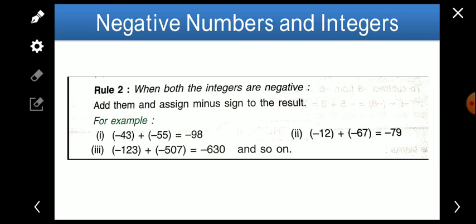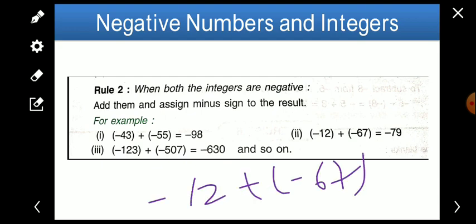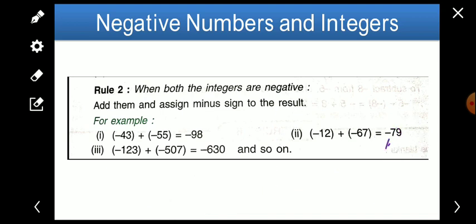Here are some examples: minus 43 and minus 55, two integers, we have to add. Then simply at first we'll add 43 and 55, that makes 98, and we will put the minus sign because both are minus. Here also minus 12 and minus 67 we have to add. Then what will we do? At first we'll add 12 and 67, then we will get 79, and we will assign the minus sign. Why? Because both are negative.